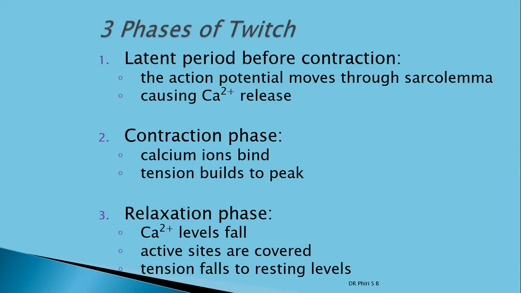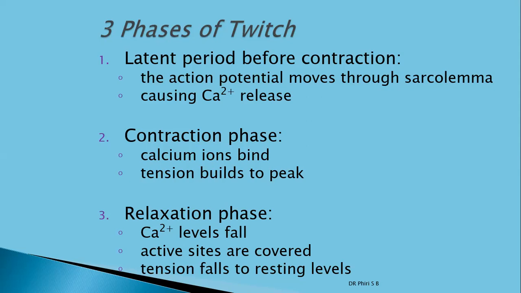The first phase is called the latent period, that is before contraction. The action potential moves through the sarcolemma, causing calcium to be released to bring about a contraction. So the latent period is when the action potential is moving to stimulate the release of calcium. It's called the latent period because this is before the contraction.